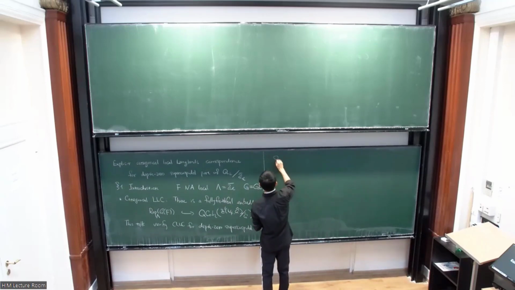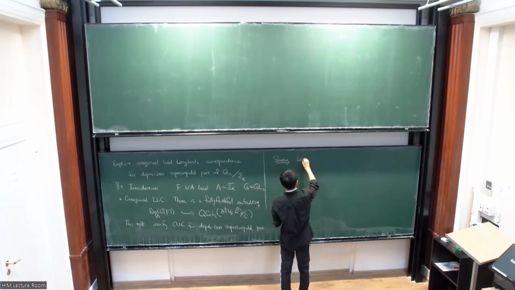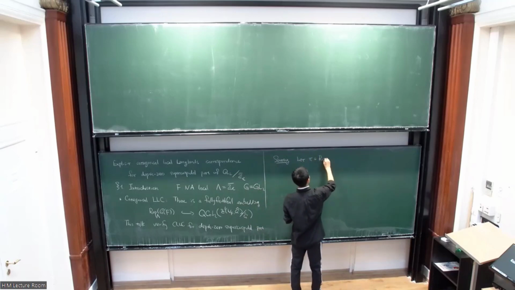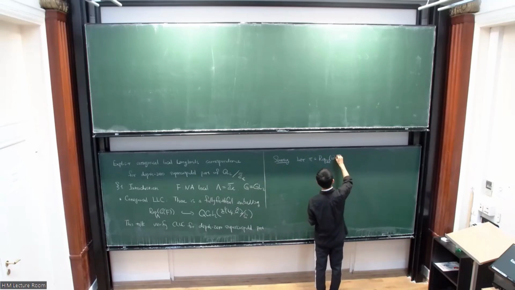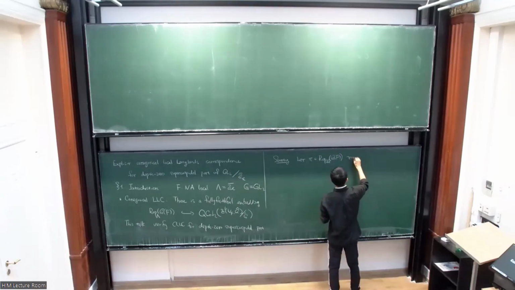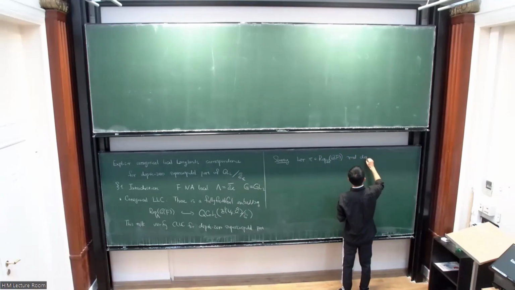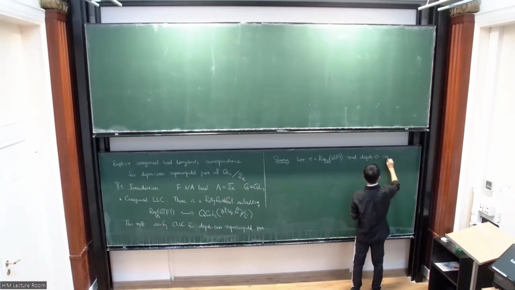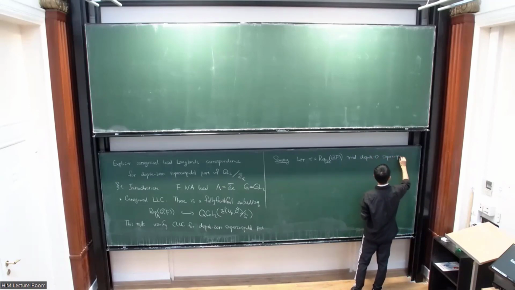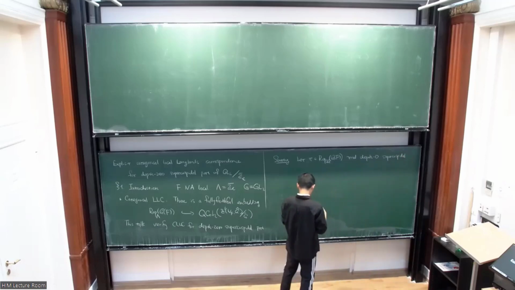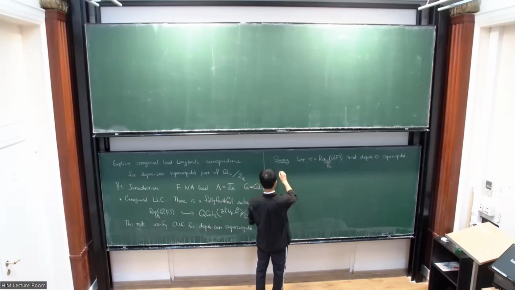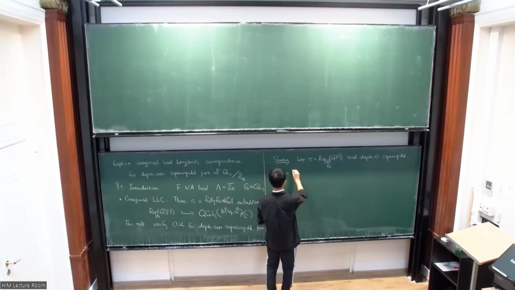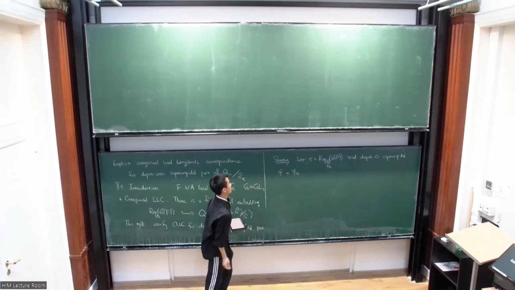So my setting is that we fix a representation pi of G, irreducible, with coefficients in lambda. Let phi be the L parameter associated to pi.